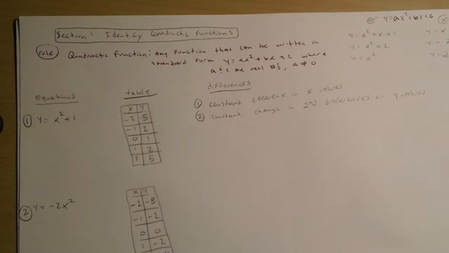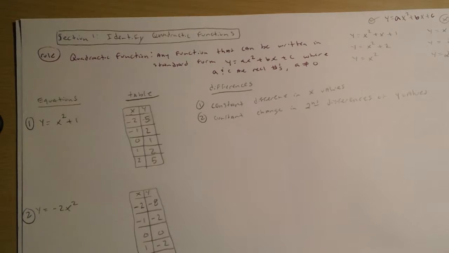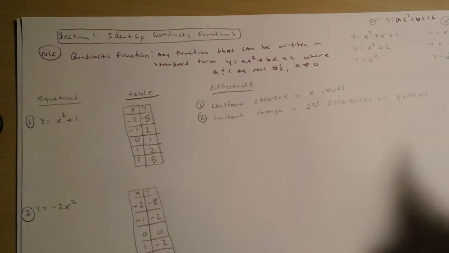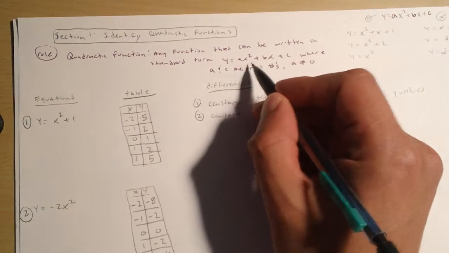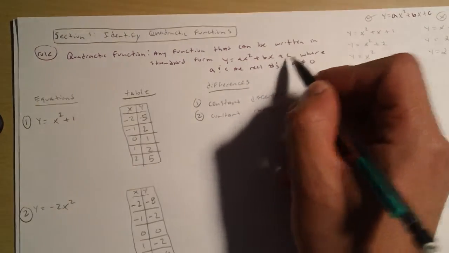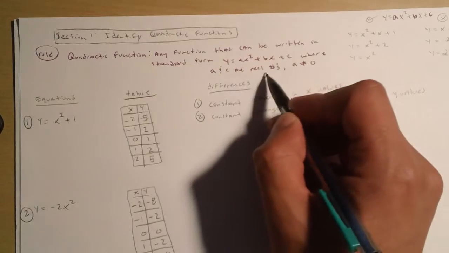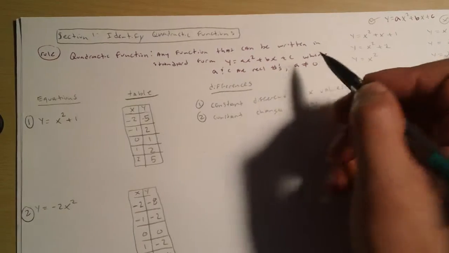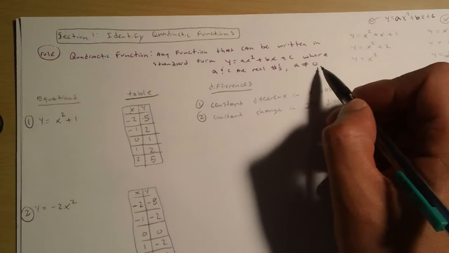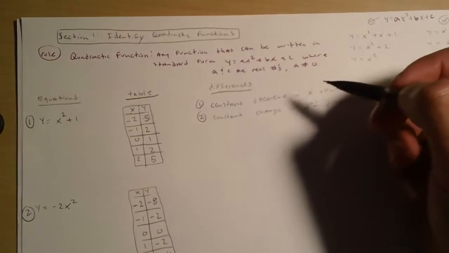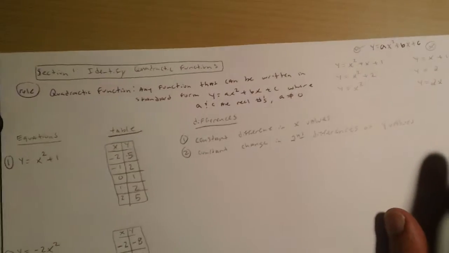Okay guys, in this video we're going to learn how to identify quadratic functions. A quadratic function can be written in the form y equals ax squared plus bx plus c. What's really important here is that a and c must be real numbers, and a cannot be equal to 0. Okay? So I'm going to show you a couple examples of what is not.